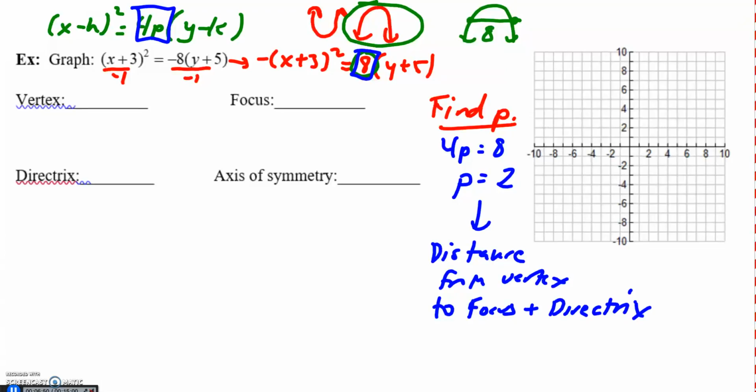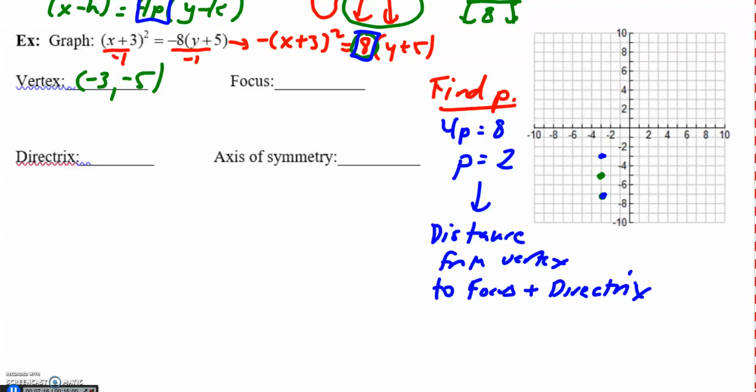So if I found my vertex first, that would be at -3, -5. So if I graph that point here, -3, -5 would be here, and then I would have to go 2 units in each direction. Because my parabola is facing down or more vertically based, I would go up 2 and I would go down 2. So one of these points would be my focus and one of these points would be my directrix.